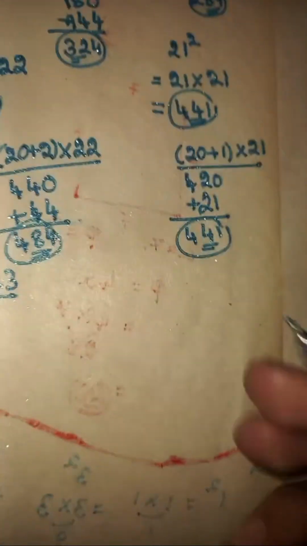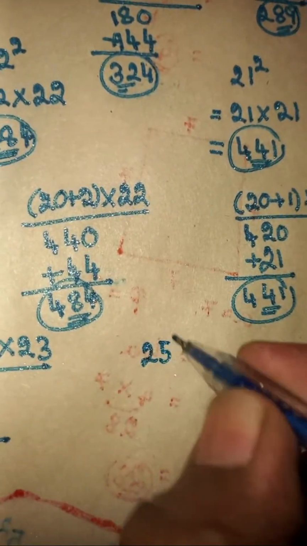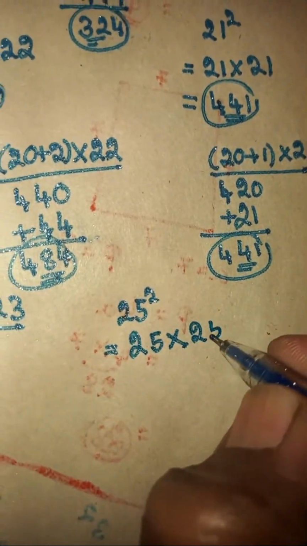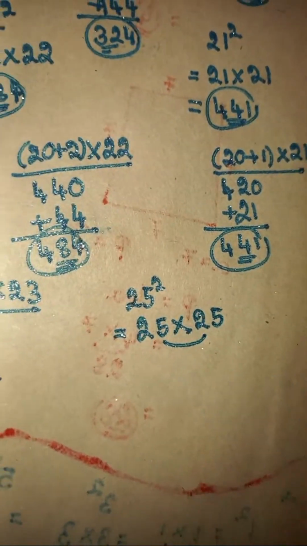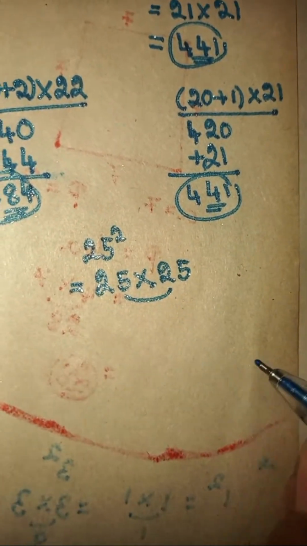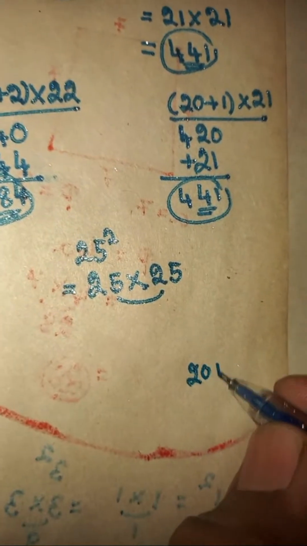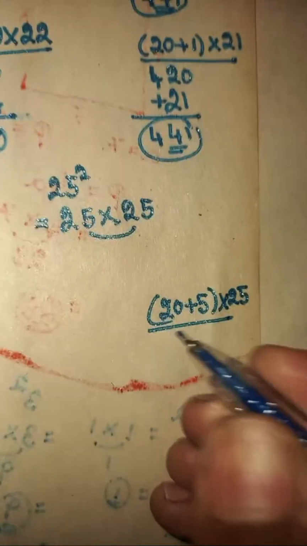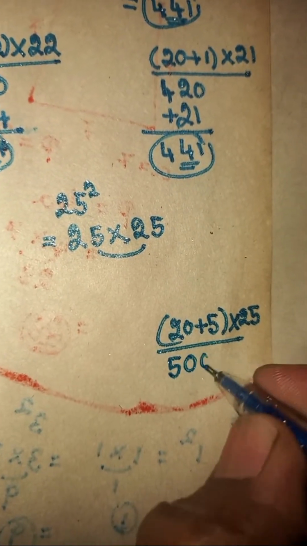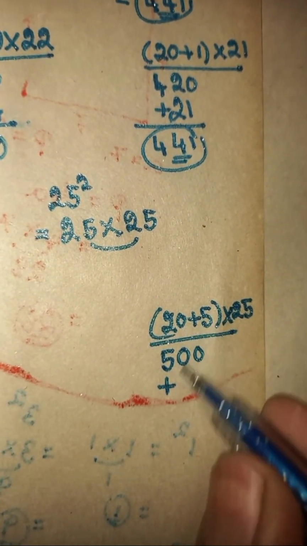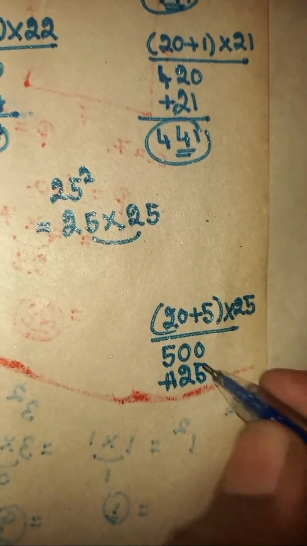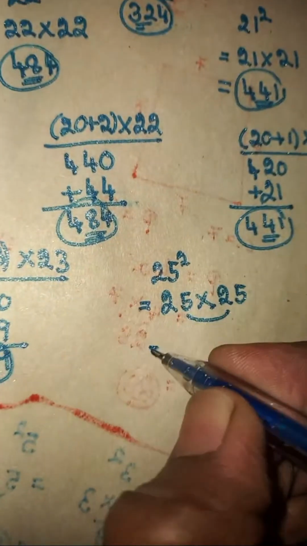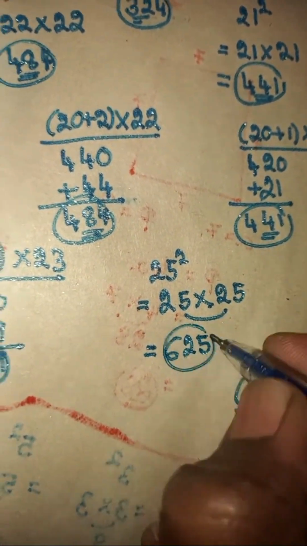Now let's write about 25 square. 25 square can be written as 25 times 25. Here also you can split and write this as 20 plus 5 times 25. 25 times 2 is 50, so it is 500, plus 25 times 5, which is 125. When you add them, you're going to get 625. So this is completely equal to 625.